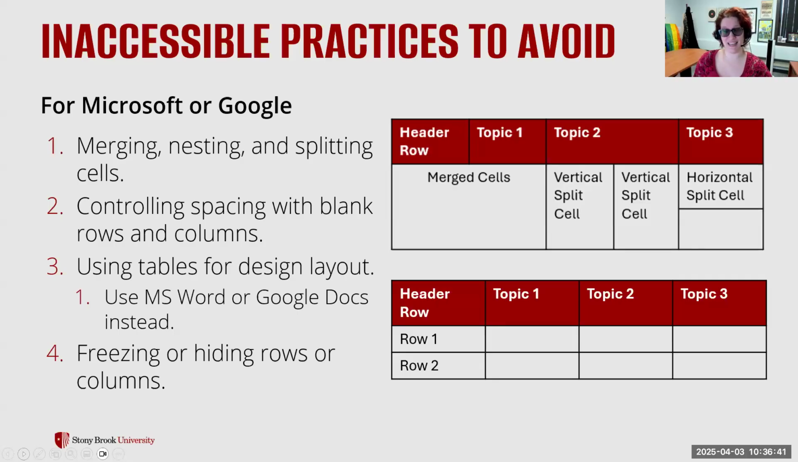If you're using tables for design layout, Microsoft or Google Docs have a number of formatting options that are a little bit more accessible in that regard, to help you design and format content rather than trying to use the table rows. Avoid freezing or hiding rows or columns. This can be an issue for both screen reader users as well as anyone who is navigating via keyboard or other assistive technologies, because it creates a barrier for those users. So it is always good to have a simple header row at the top, and each column have a specific purpose, as well as each row to be labeled and filled out.